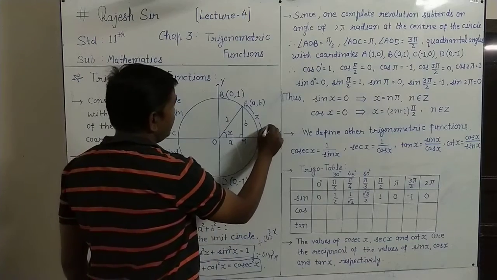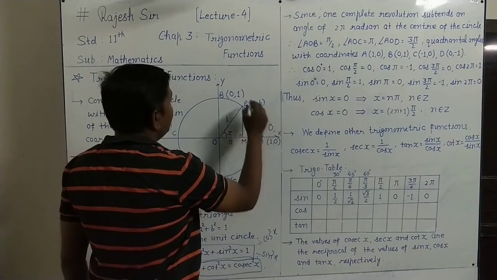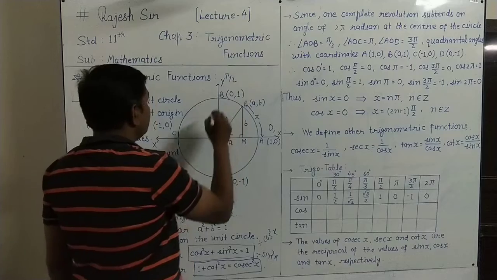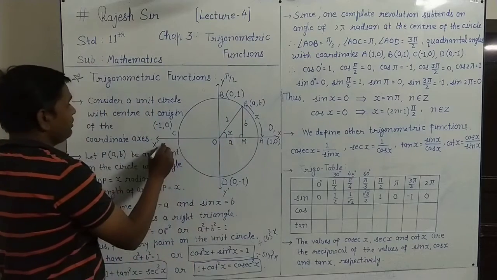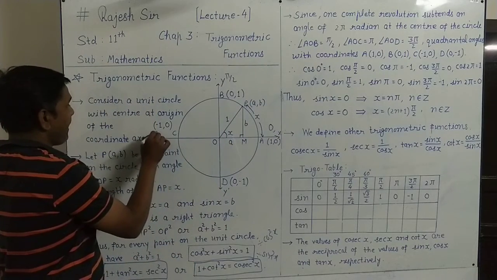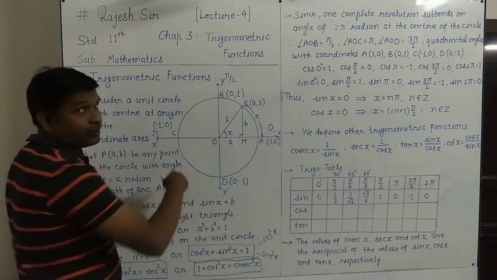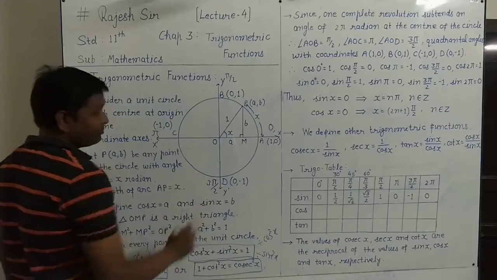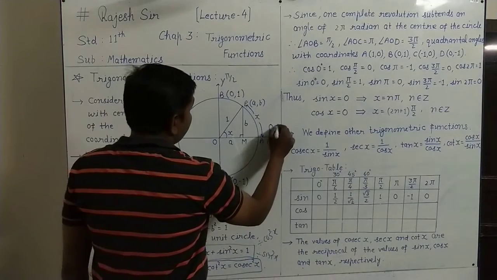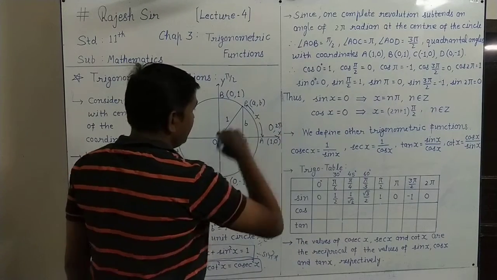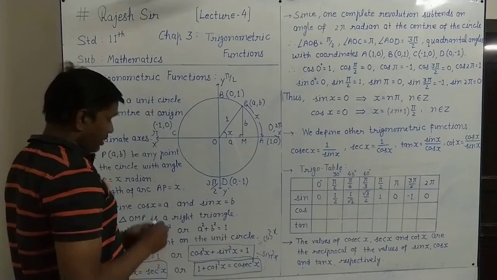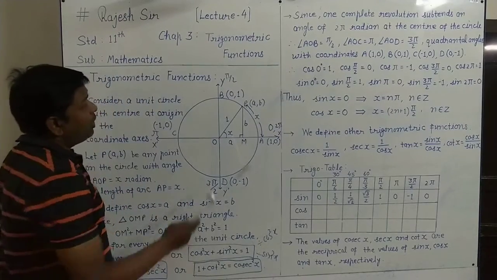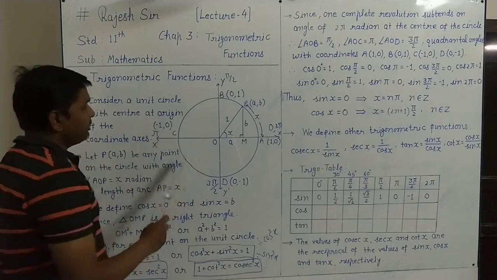This is the 0 angle on A. This is the pi by 2 angle we have. Here AOC we will get the pi angle, the half circle. This part will show the 3 pi by 2 angle, and then again we will get 2 pi, the complete revolution. So if you see, all the quadrants are pi by 2 multiples.